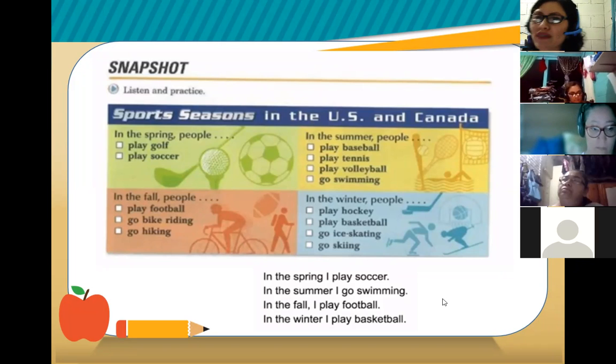Okay. Vamos a ver, aquí veo ya el chat. I have Diana's example. It says, in the spring, I play soccer. In the summer, I go swimming. No puedo poner play and go together. If you see the list, veamos la lista. Tenemos play baseball, play tennis, play volleyball, y tenemos go swimming, okay?